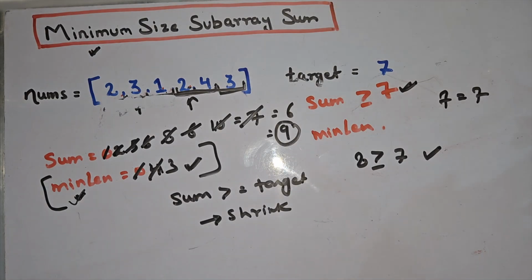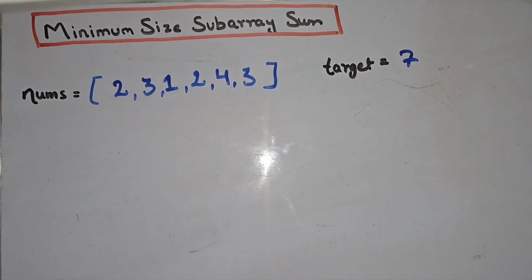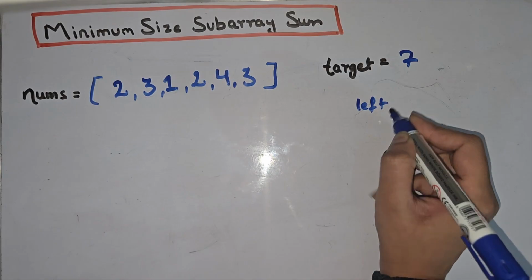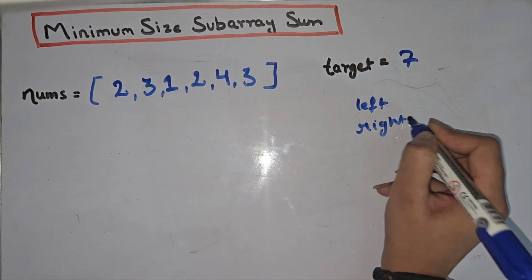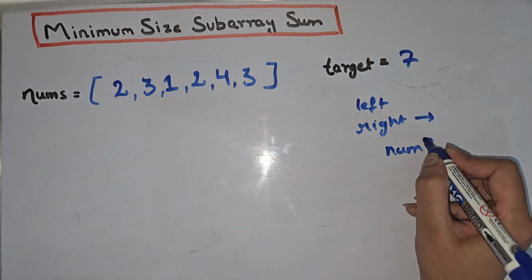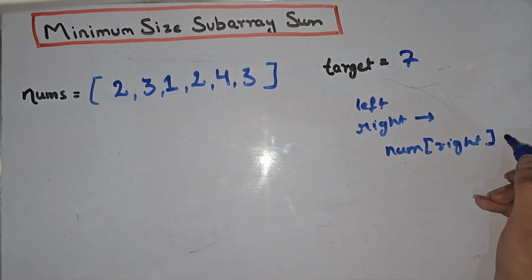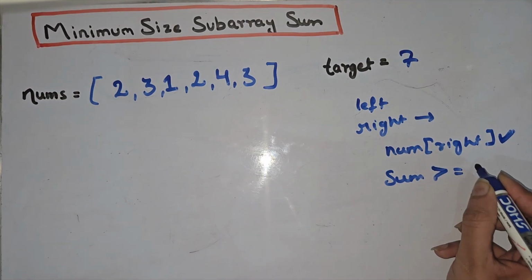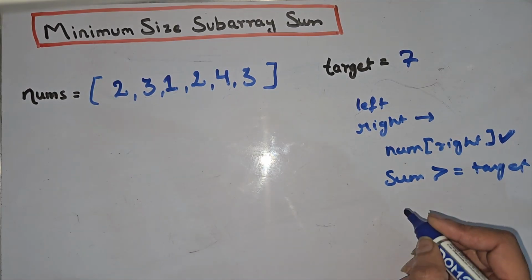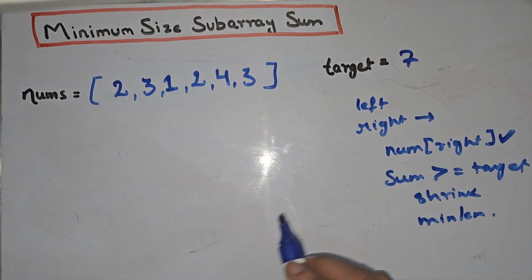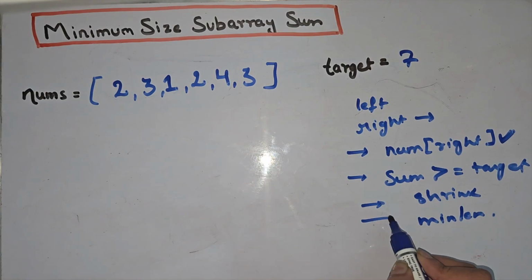Now let's code this up and summarize these points. So for writing the code, we know that we will have a left pointer and a right pointer. Right pointer will be expanding within the loop, and we will add the right pointed element to the sum. So this will be added to the sum, and when sum is greater than equal to target, in that case we will shrink the window and update our min length. So these are the points that we need to remember while writing the code. So let's jump into writing the code.